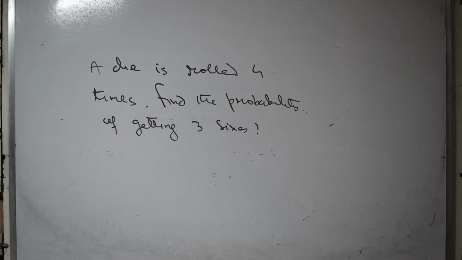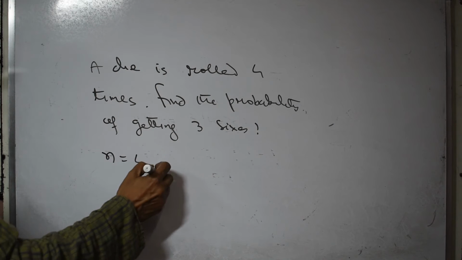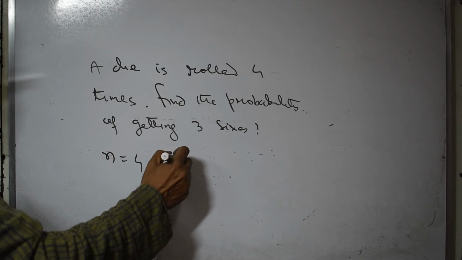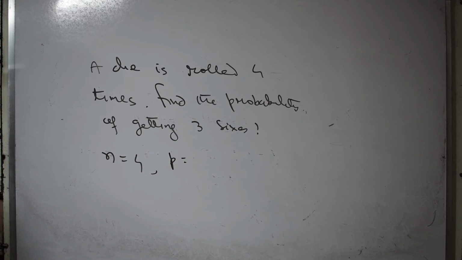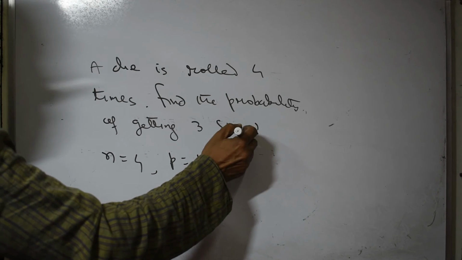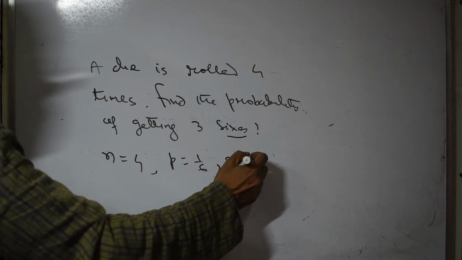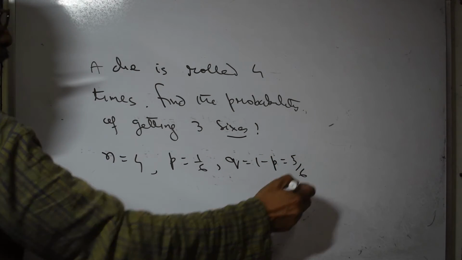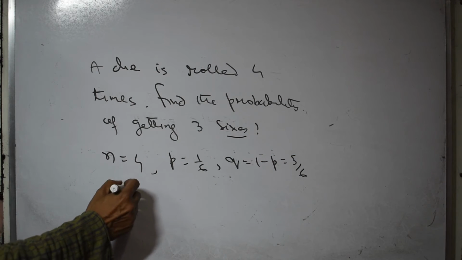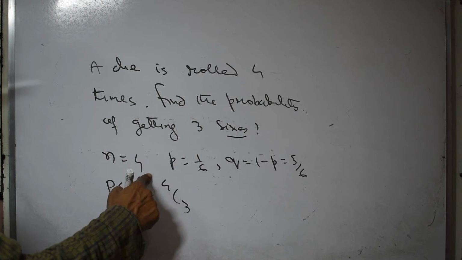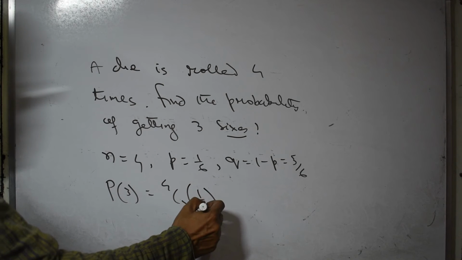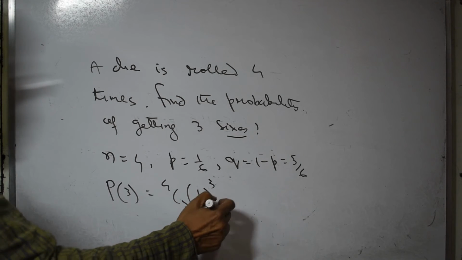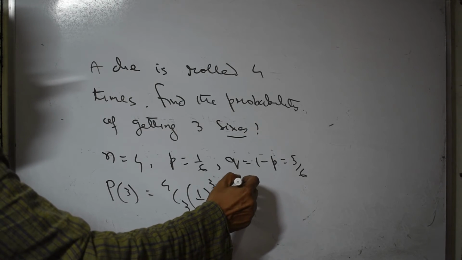Now here also n is 4 times, that means we are rolling the die 4 times repeatedly, and the chance of getting a 6, that is p, will be 1 by 6, because there are 6 numbers on the die, and we want to get one 6 every time. Not getting a 6 will be 1 minus p, that is 5 by 6. Now the formula for the probability of 3 sixes is 4c3, then 1 by 6 to the power 3, and q, that is 5 by 6 to the power 4 minus 3.